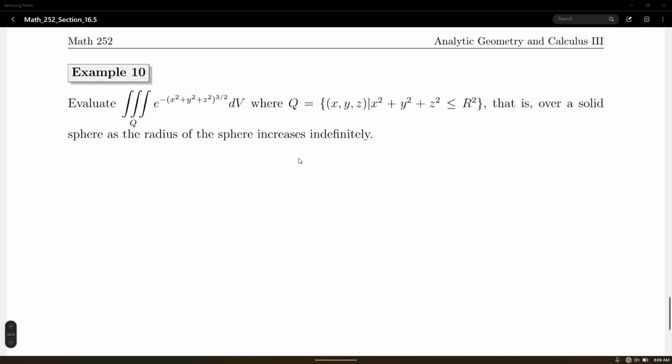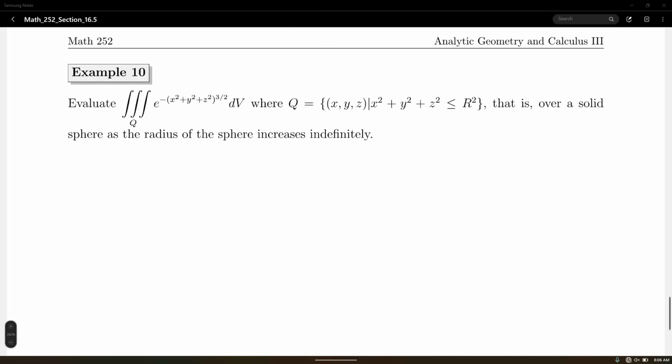So to evaluate this triple integral for this infinite domain, so to speak, at one point we will need to express this as an improper integral, that is, with limits at infinity.